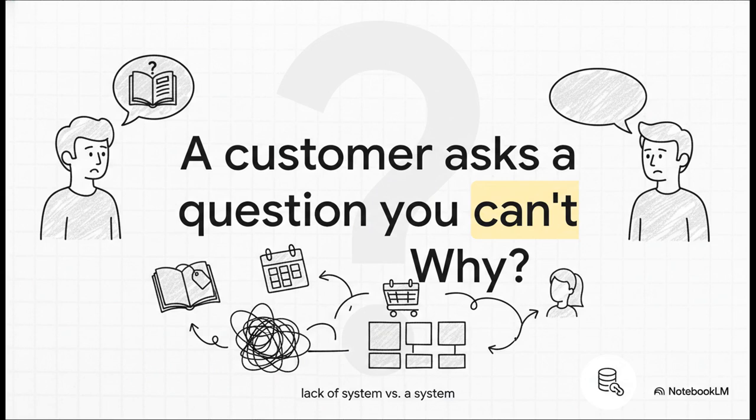A customer walks in and asks a totally reasonable question. "Hey, you know that mystery novel I bought last month? Do you have any more copies?" And you just freeze, right? How could you possibly know? You have no way to connect that customer to that sale, to that specific book. The problem here isn't that you don't have the info, it's that you have no system.